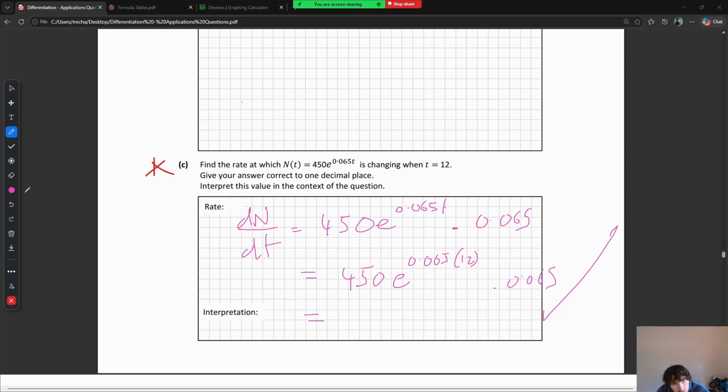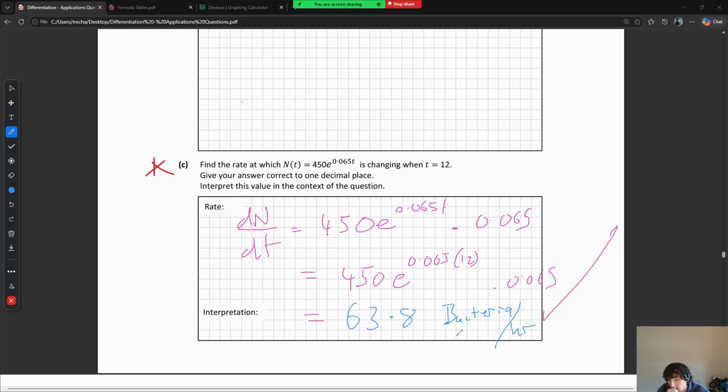So that works out, let me get a new color, we'll use blue, as 63.8. Now that has units. N is in bacteria, T is in, we'll say hours. They didn't tell us what T was in. So then this is bacteria per hour.